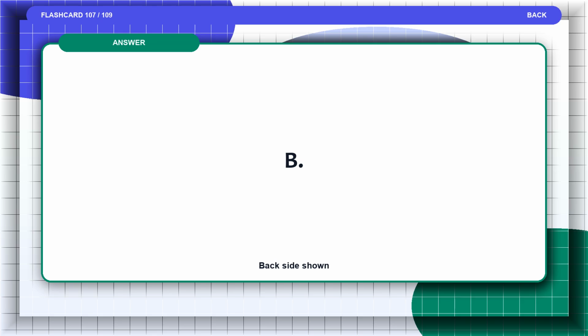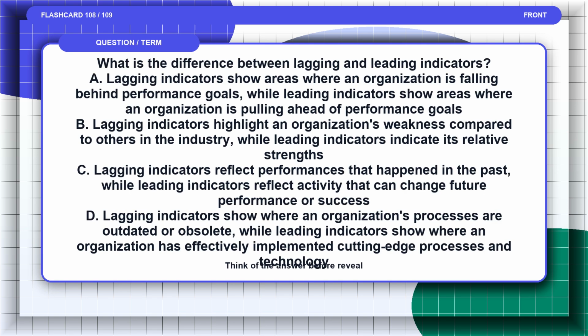The answer is B. Flashcard 108. What is the difference between lagging and leading indicators? A. Lagging indicators show areas where an organization is falling behind performance goals, while leading indicators show areas where an organization is pulling ahead of performance goals. B. Lagging indicators highlight an organization's weakness compared to others in the industry, while leading indicators indicate its relative strengths.